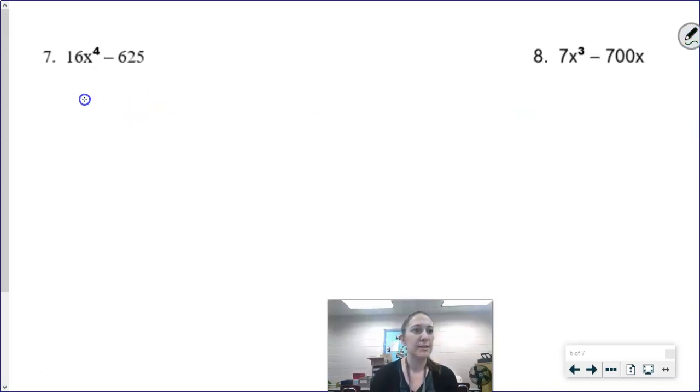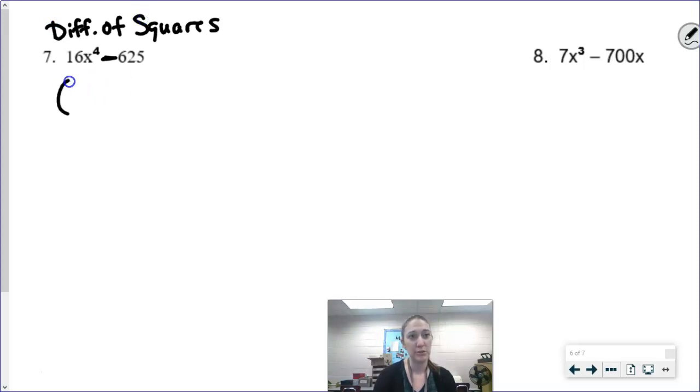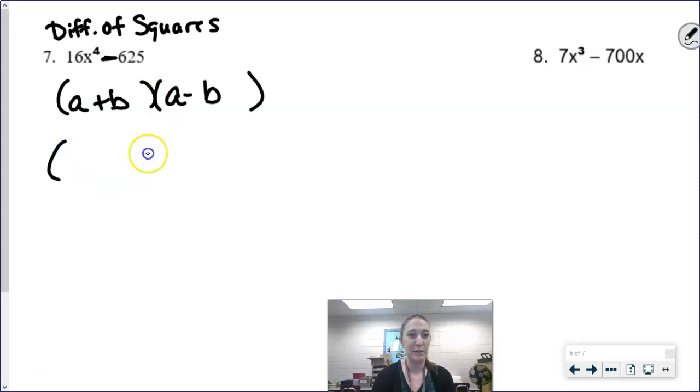All right. So 7, top of the flowchart, are there any common factors? And the answer is no, there's no common factors. So I move down my flowchart, it's 2 terms, right? So it's one of my patterns. I can see it's a difference problem. And if I look at the variable and the numbers, I can tell that these are squared numbers. So this is the difference of squares. So the pattern that we're using for the difference of squares is a plus b and a minus b. So I just got to figure out who a and b are, and then we're good.